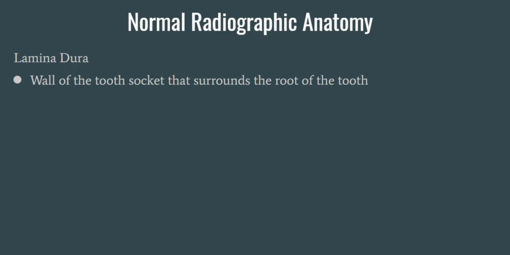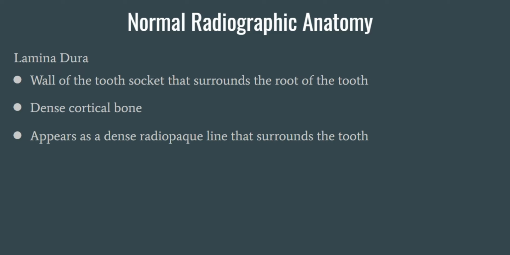Then we have what's called the lamina dura, and this is the wall of the tooth socket that surrounds the root of the tooth. It is made up of dense cortical bone, and on the radiograph is going to be a dense radiopaque line that surrounds the tooth.